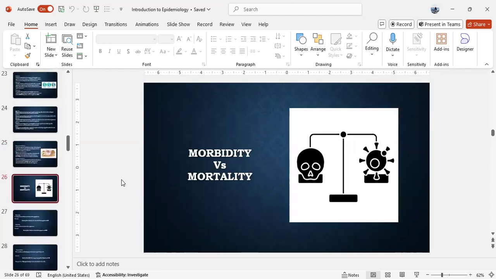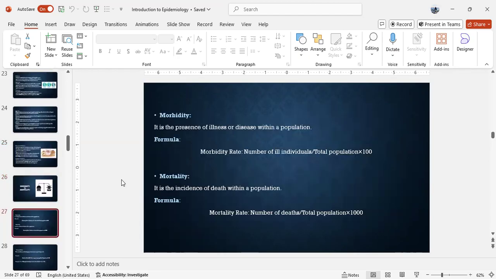Morbidity and mortality. Morbidity is the presence of illness or disease within a population. Formula is number of ill individuals divided by total population multiplied by 100. Mortality is the incidence of death within a population. Its formula is number of deaths divided by total population multiplied by 1000.